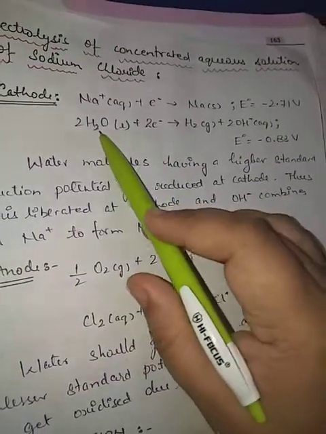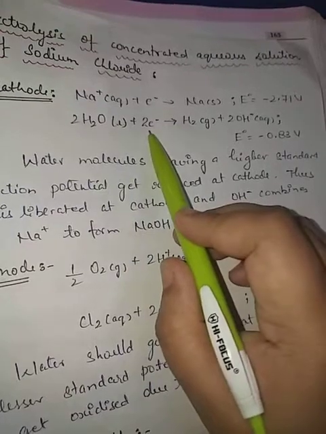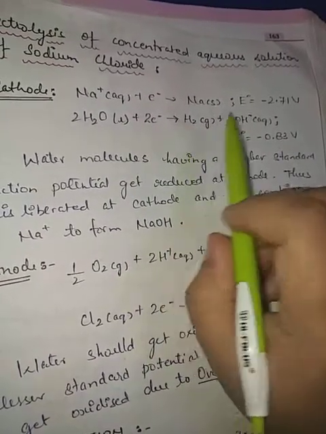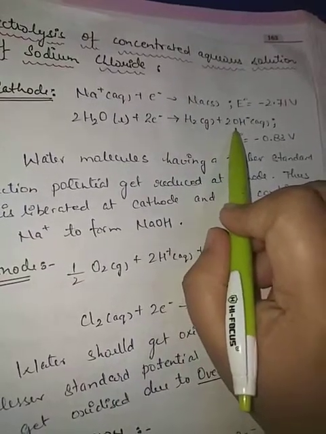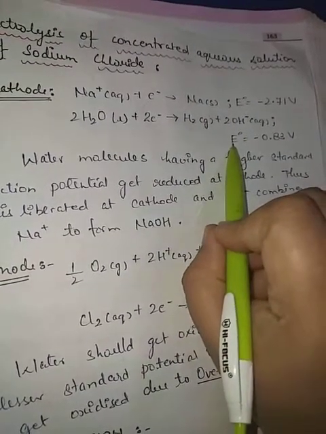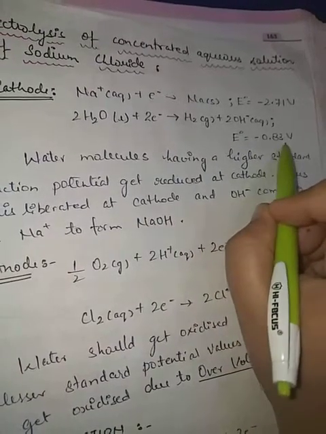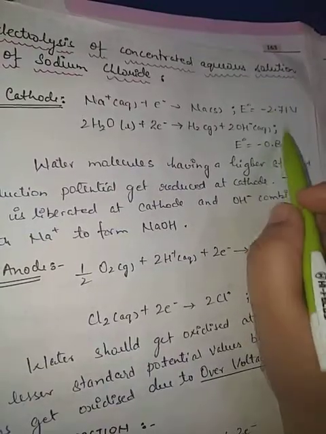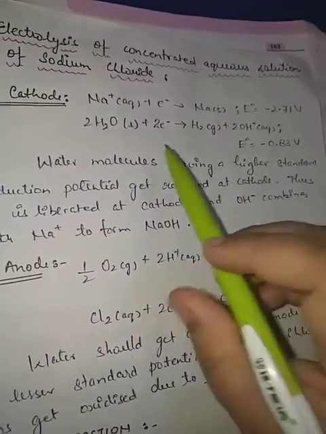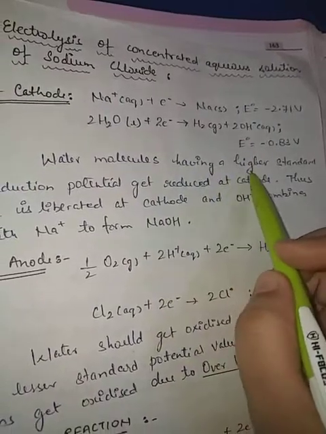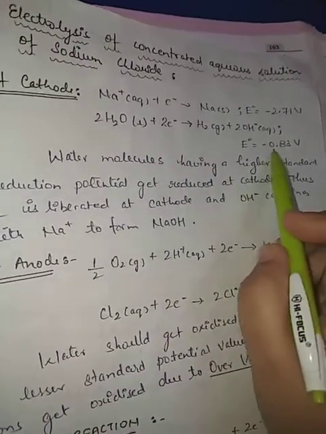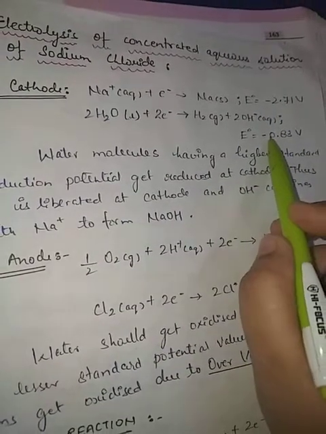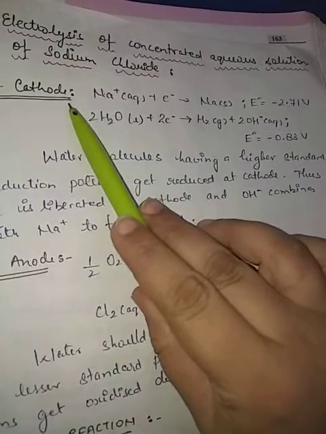If we talk about water, it will gain 2 electrons and form hydrogen gas along with the formation of hydroxide ions, and its reduction potential value is minus 0.83. See, by seeing these two reduction potential values, it is clear that water molecules have a higher standard reduction potential value. It is minus 0.83 versus minus 2.71. It means this is the greater reduction potential value, and at the cathode we know that reduction takes place.